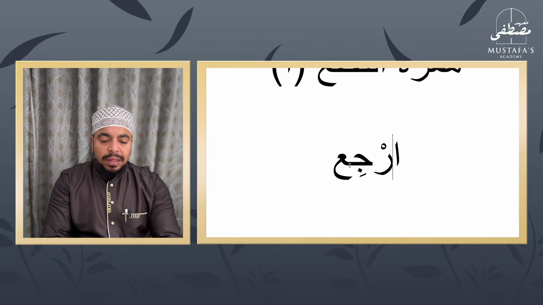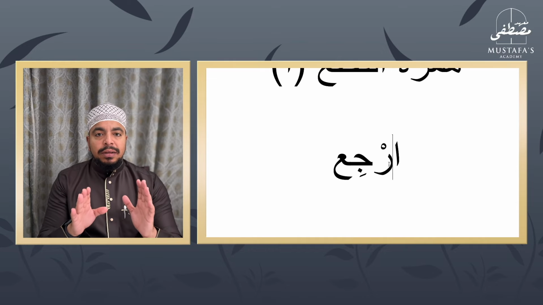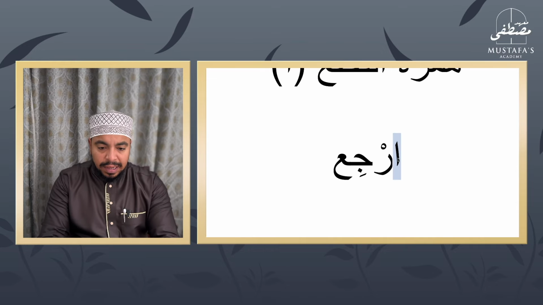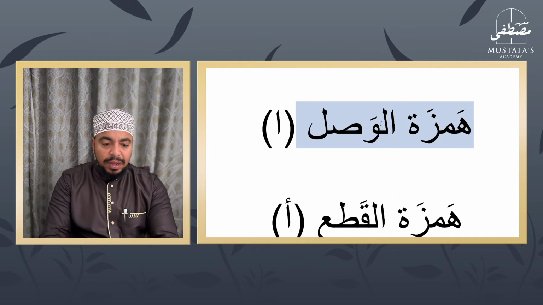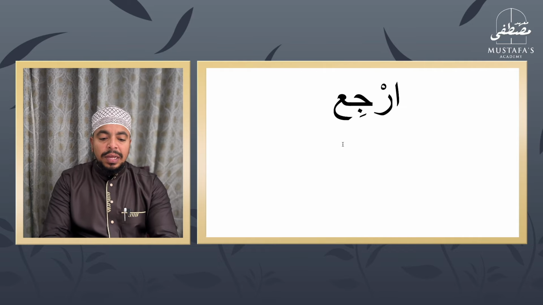In this case, we have irji', irji'. Now this one, you will read the alif as irji'. It's simple as that. Let me put the whiteboard for you. Yes, I think you can see it. You read it as irji'. Look at this hamza. This type of hamza is known as hamzatul wasli.